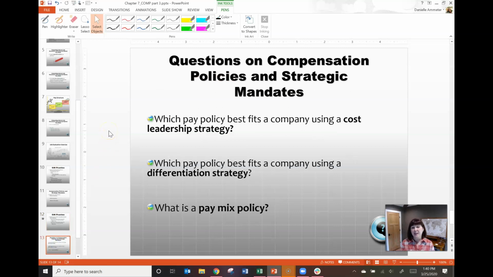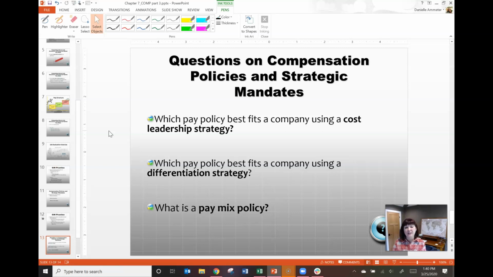This last piece just says, think about your strategy. Remember, we've got mission, vision, objectives, strategy. Think about your strategy as an organization and which pay policy overall might be best for you. So cost leadership strategy, what do you think? That's right, that would be a lag. Differentiation, innovation, top-notch employees, probably a market lead policy.